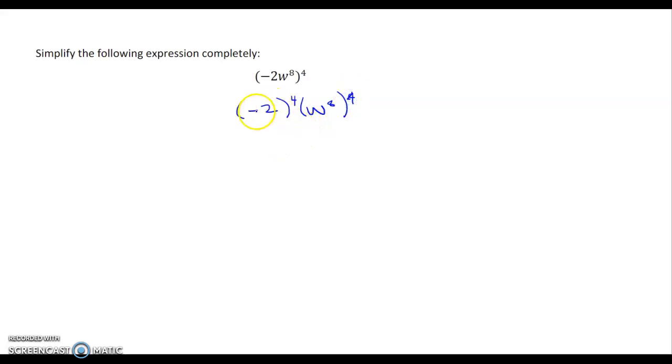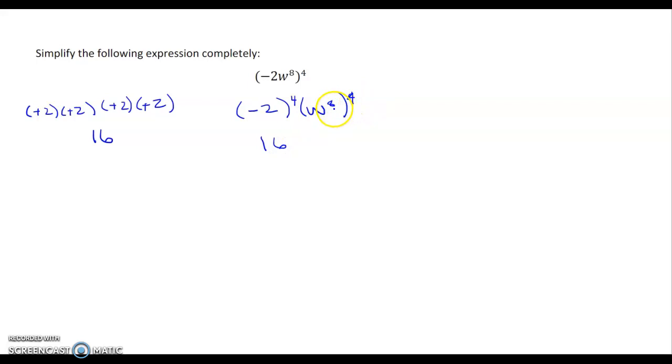Okay, so negative 2 to the 4th, well, that's like negative 2 times itself 4 times. So 2 times 2 is 4, times 2 is 8, times 2 is 16. And the negative times a negative, those are going to be positive. Notice every time a negative number goes to an even power, it will become positive because all the negatives have a friend to match up with. So we'll have a positive 16.